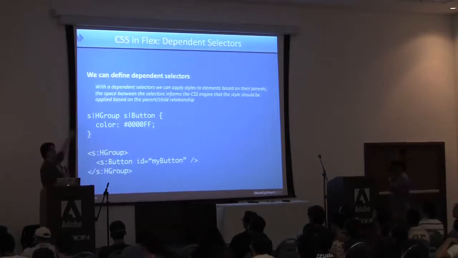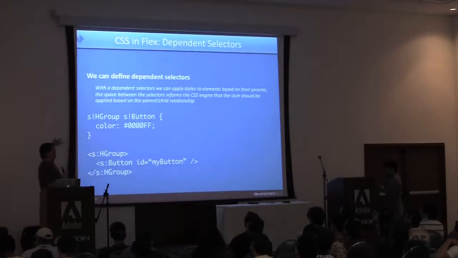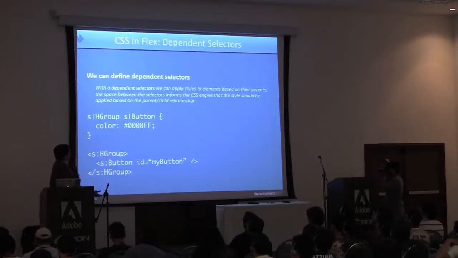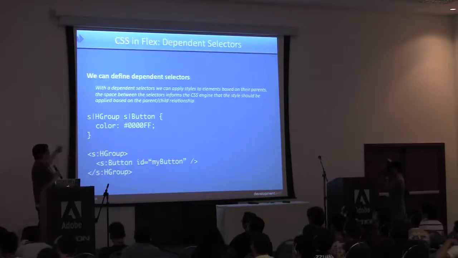It could be H group to V group to canvas to a button. So you can imagine the depth chaining you can do to determine in your layout what styles get applied and when they get applied. This is an interesting way of actually managing those. And you can actually chain this up with pseudo selectors too.